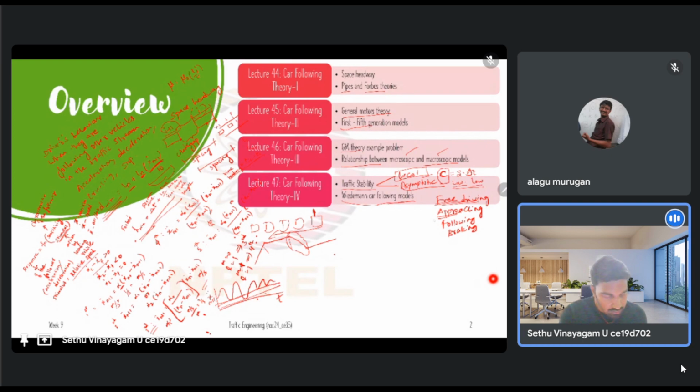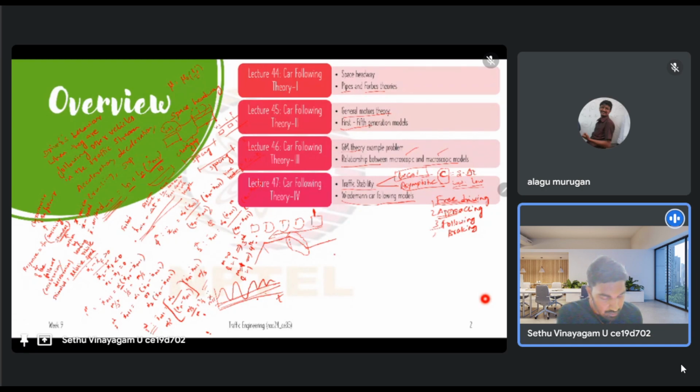And then third, you have the following region. This is once you have decelerated and achieved the same speed or achieved the safe gap. After that you will be maintaining that. As long as the leader doesn't change their speed, you will be maintaining the same speed and the same gap, and then follow that vehicle. So this is the following phase.